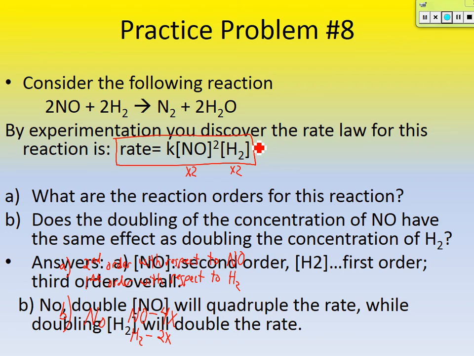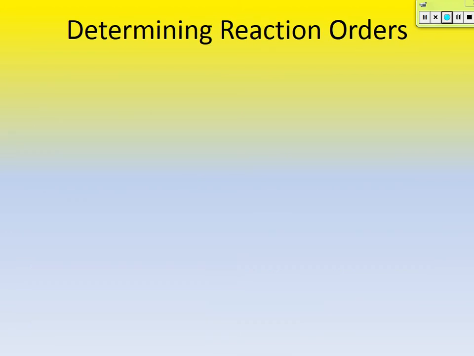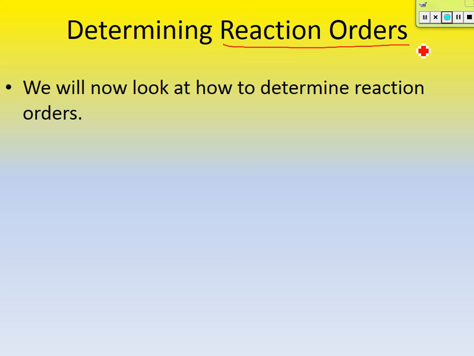Stay with me. Now we're going to look at something different. And this is where it starts to get a little more complicated. We're going to look at how to determine reaction orders. How do we actually determine what those exponents are going to be? Whether it's a 0, whether it's a 1, or whether it's a 2.